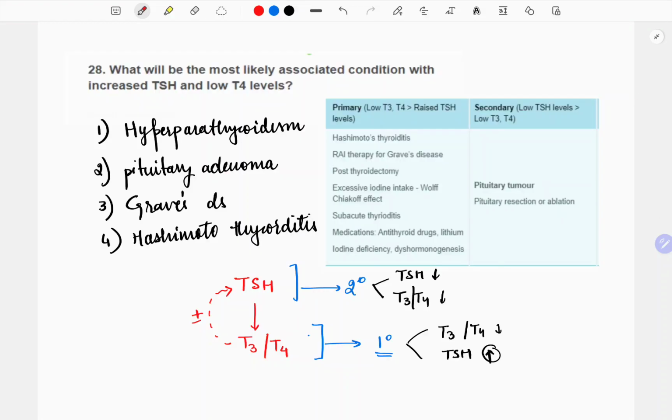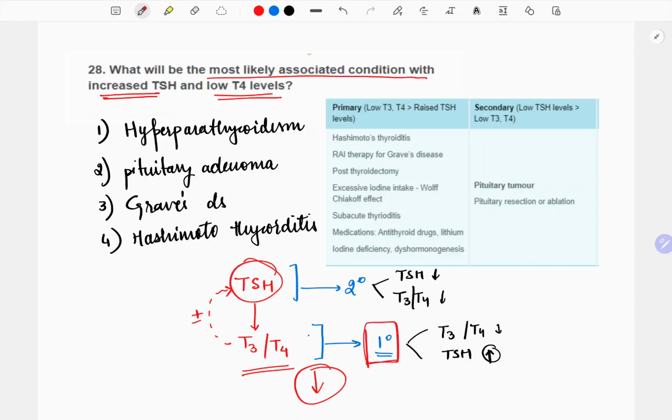Now another very important question: what will be the most likely associated condition with increased TSH and low T4 level? See, TSH stimulates secretion of T3 and T4, and they give negative feedback to it. So if the T3, T4 are low in this question, that means the TSH is high. If it is a primary thyroid issue only, that is, if the T3, T4 are low, the TSH due to feedback will be high. And if it is a secondary condition, because of associated diseases of the pituitary or hypothalamus, then if the TSH is low, only then the T3, T4 would be low.